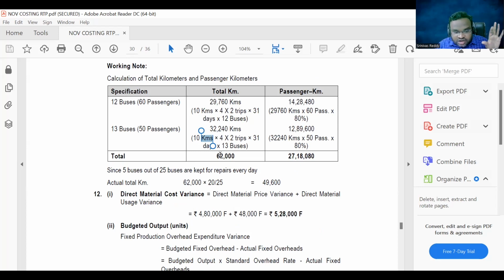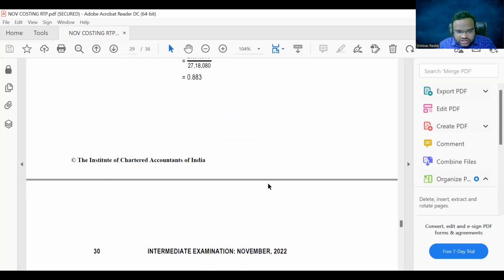I don't know which buses, whether it can be 60 passenger buses or 50 passenger buses. So that is the reason 5 buses are kept. It is not given specifically. So 62,000 is for 25 buses. So on average basis for 20 buses, it is 49,600. So you need to calculate diesel cost only on 49,600.